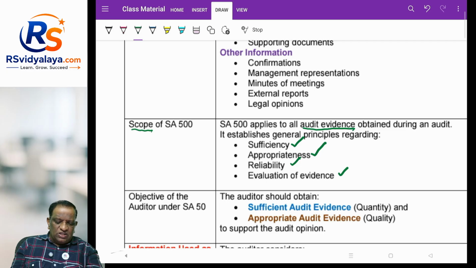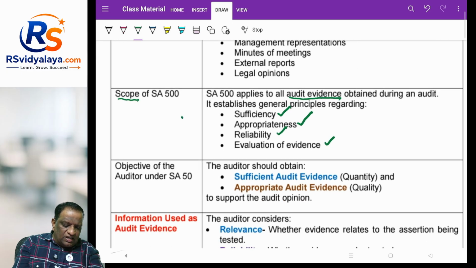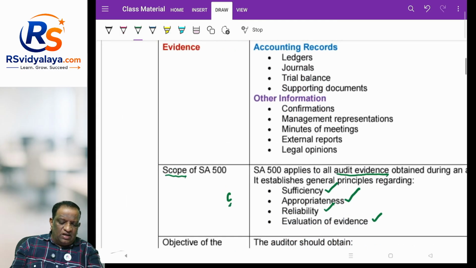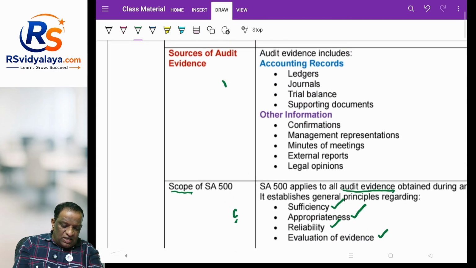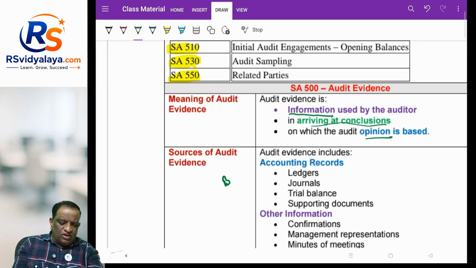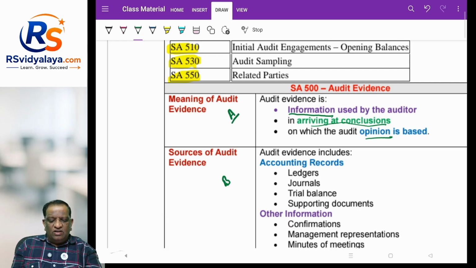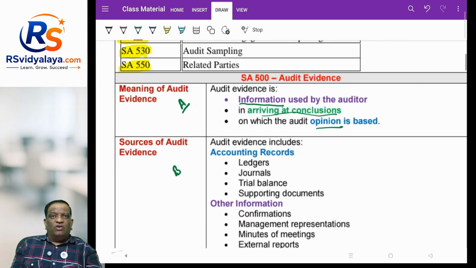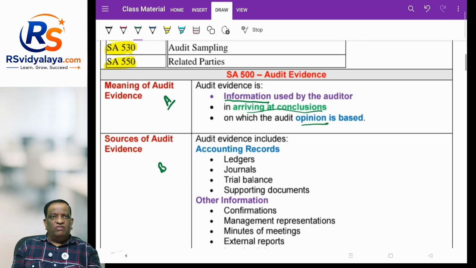So these are the points on which, let me be honest, this is like a C category, and this you can mark as a B category. There is a possibility of a question coming, and of course this one you can mark as A category, in the sense that you won't get a direct question like what do you mean by audit evidence. At this stage you won't get it, but you can use this as an introduction to start any answer, be it a case study or a case scenario, whichever it is. You can use this definition to demonstrate your basic understanding.